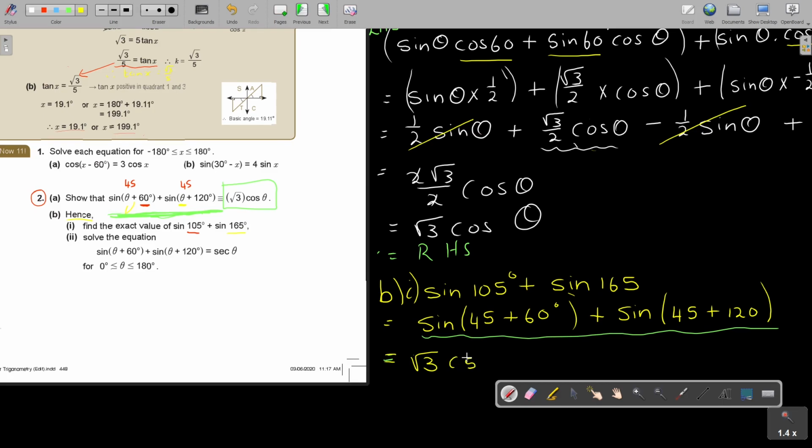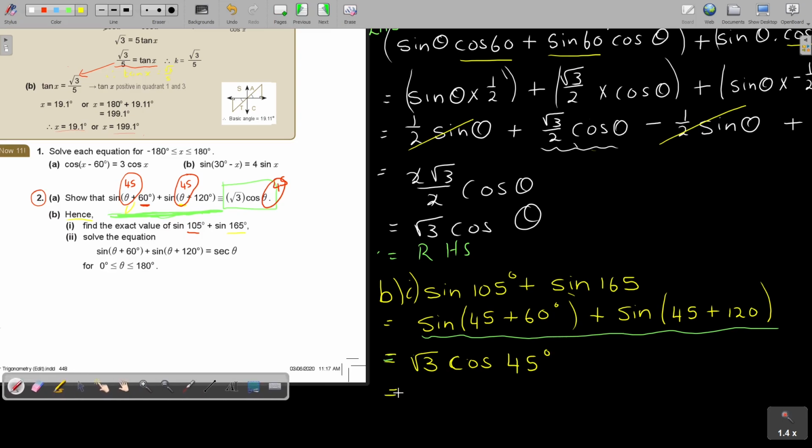okay, cos, but now let's just see, can I show you? There was 45 theta, there's 45, and what will this theta then also be? 45. So it's equal to square root 3 cos of 45. And now again I have a special angle. And what is cos of 45? Now remember, it's 1, 1, square root 2. This is going to be 45. So cos is adjacent over hypotenuse. So it's 1 over square root 2.